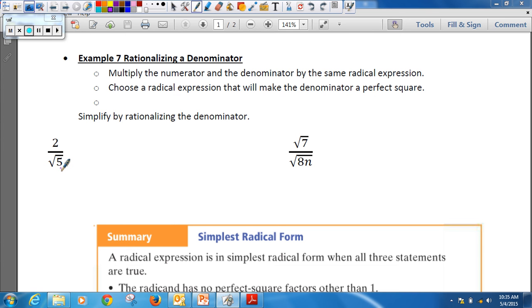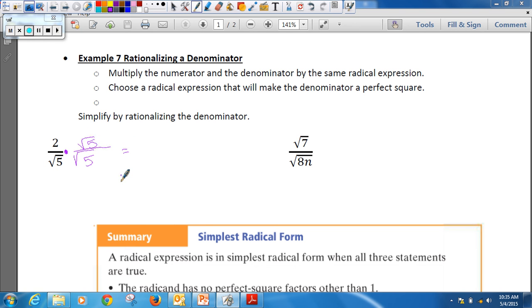So if I look at this first one, there's no perfect squares that will come out of 5. So I'm left with a radical in the denominator. It is not simplified because you cannot stop when there is a radical in the denominator. So what you do instead is you do what's called rationalizing the denominator. Multiply the numerator and denominator by the same radical expression. So on this one, I'm going to choose to take this times the square root of 5 over the square root of 5.